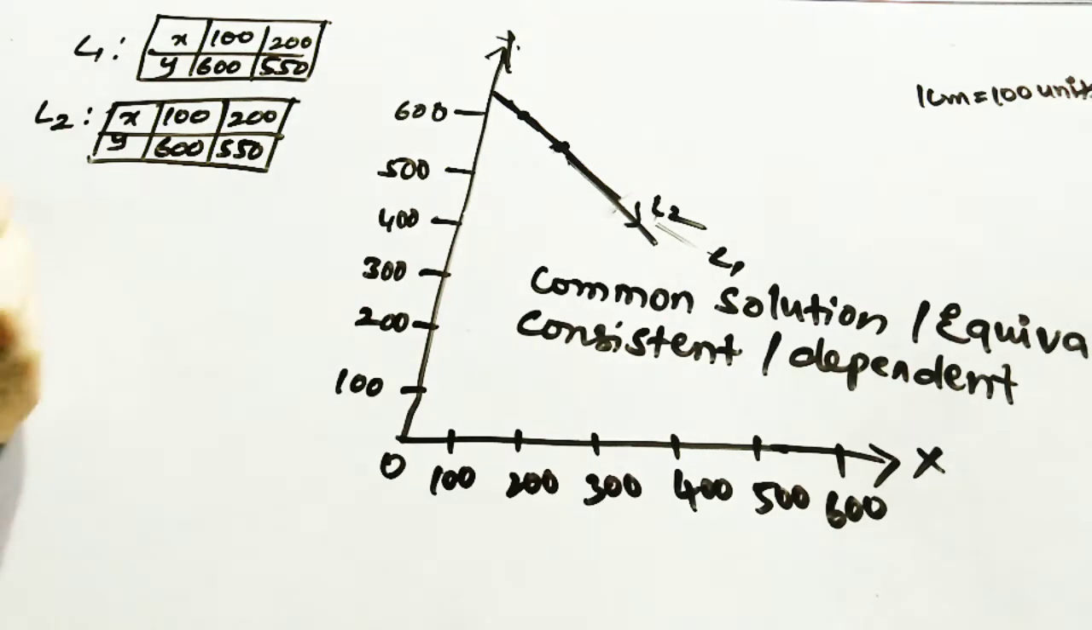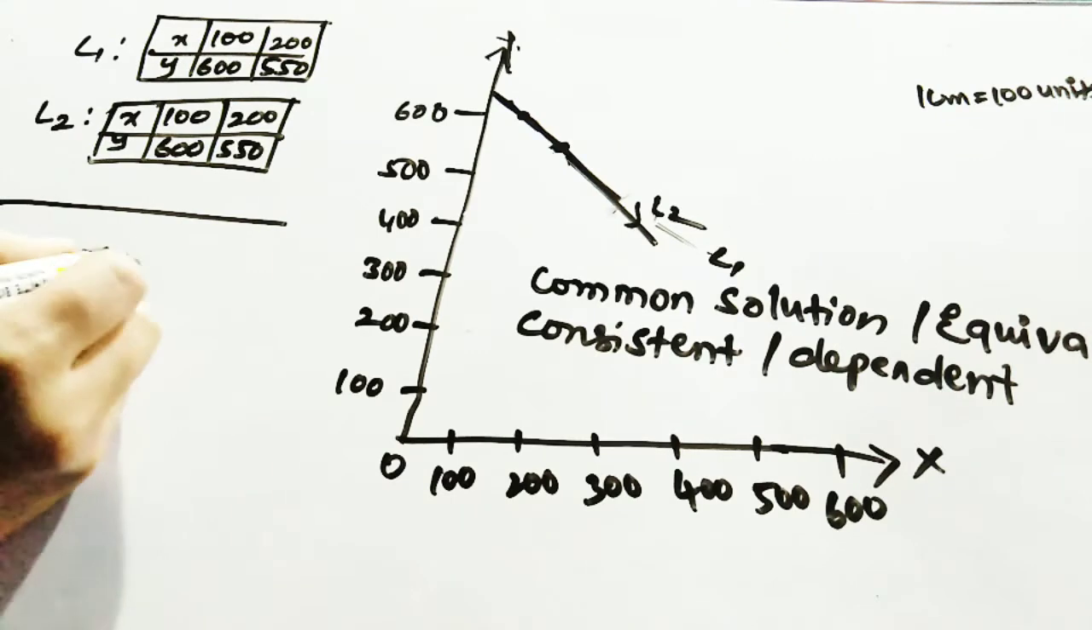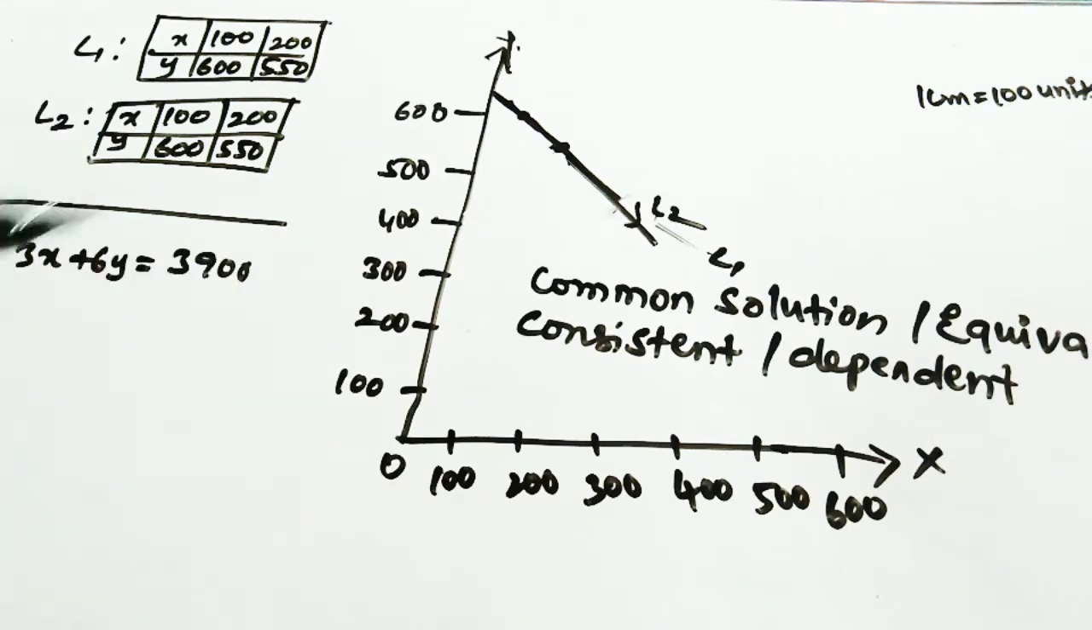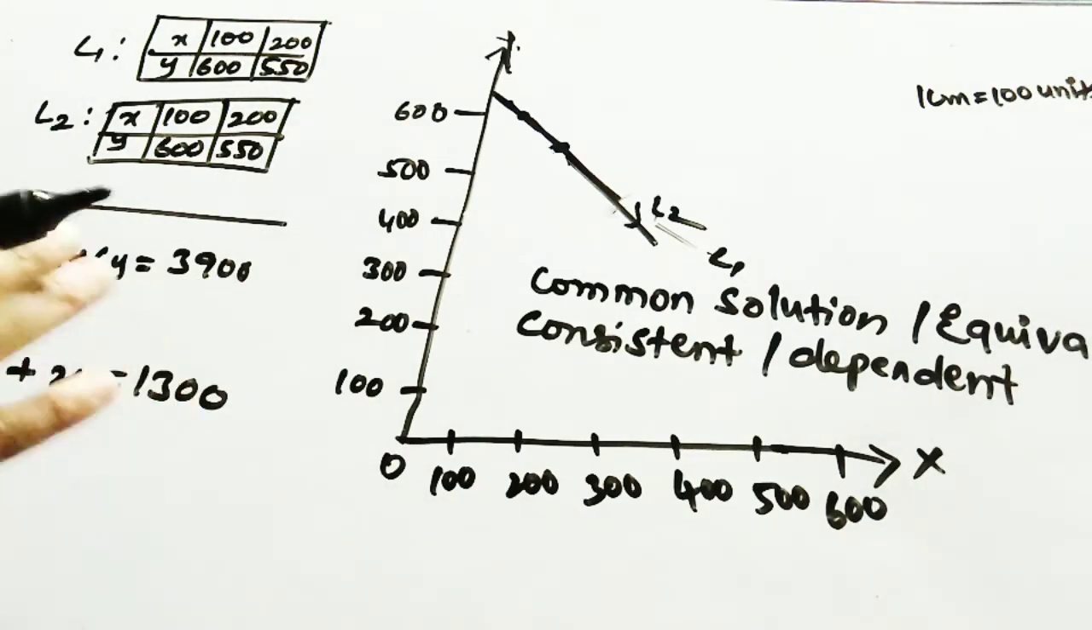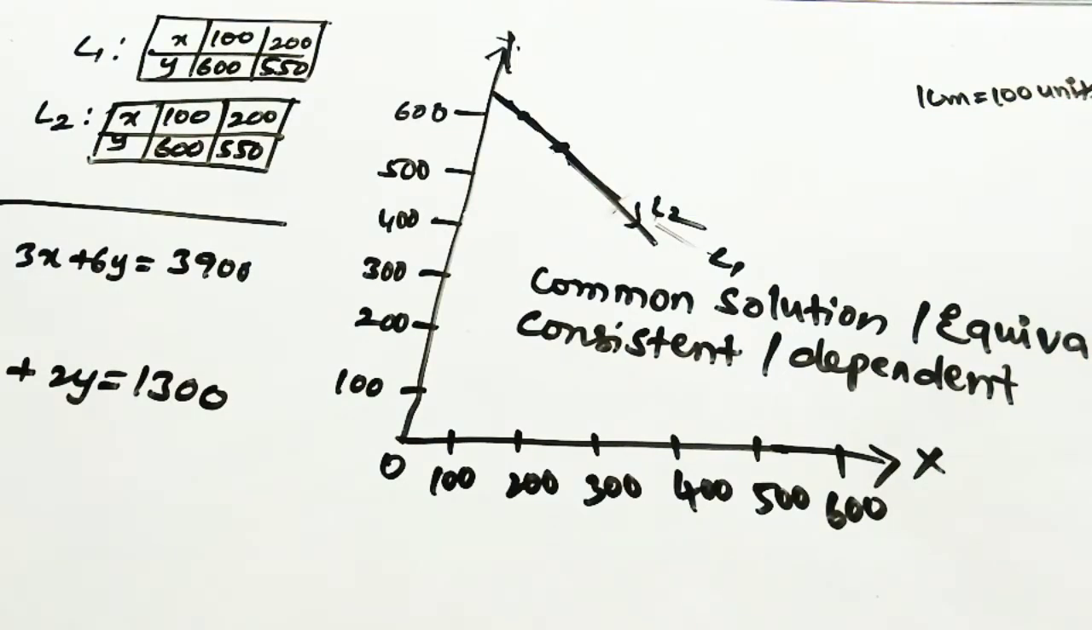Just observe the equations: 3x plus 6y equal to 3900, and x plus 2y equal to 1300. When L1 and L2 are two different linear equations, you will not get the same line, meaning you will not get a common solution, and they will not coincide. Only if they are the same equations will you get a common solution or equivalent.